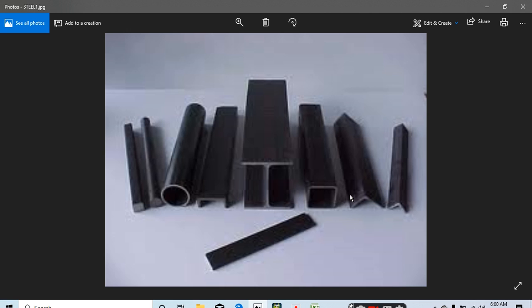If you want to design for any other country like USA or Britain, you can use their tables. The sections which are available in India are different from other countries. So you have to use their own steel table for the design.